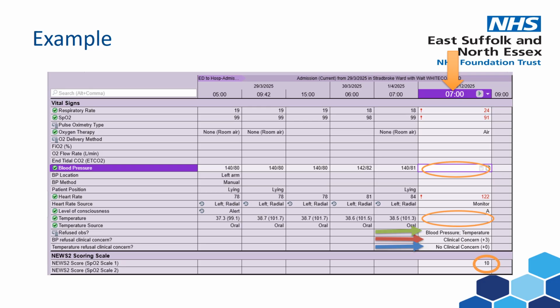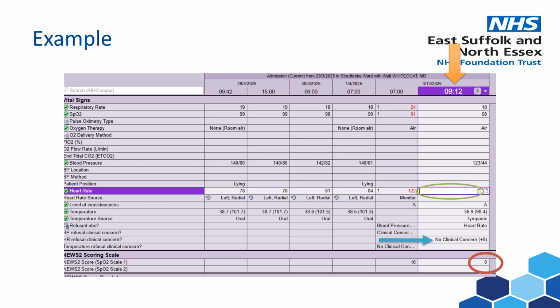I'm not concerned about the temperature, so I've recorded this as no clinical concern. You can see this as a blue arrow on your screen. The clinical concern for the BP adds in a 3 to the total NEWS, and therefore the total NEWS is 10 for this patient. The total NEWS will not show until you have filed the vitals.